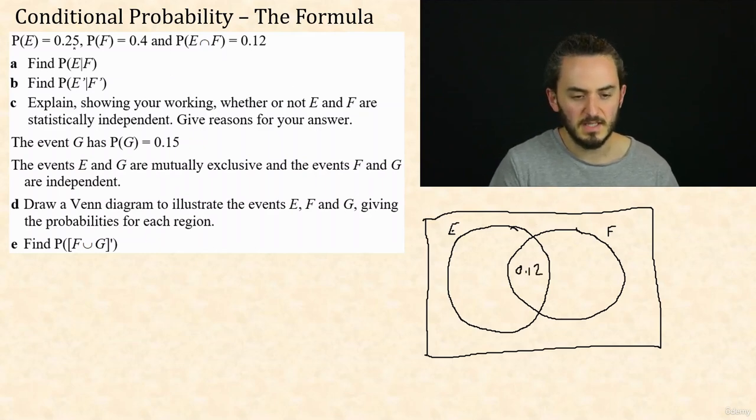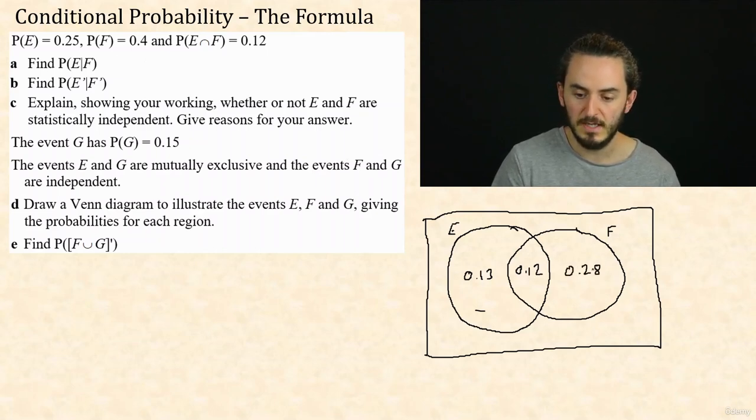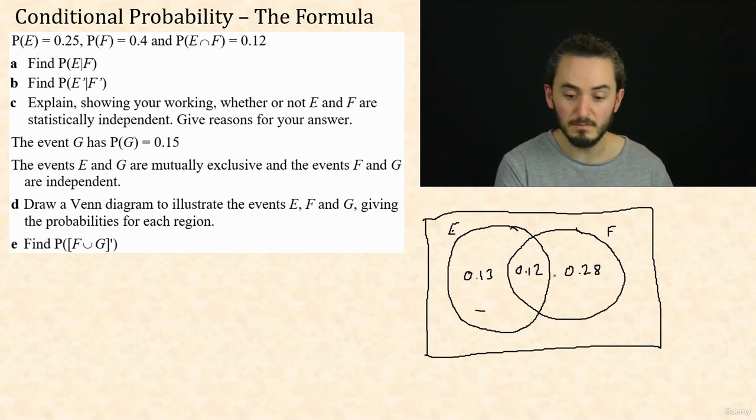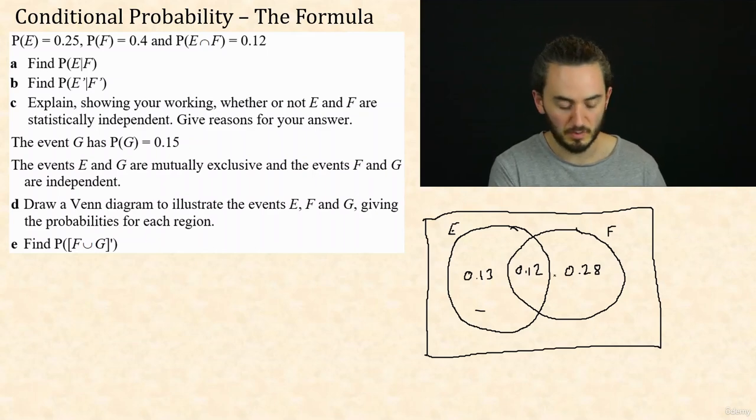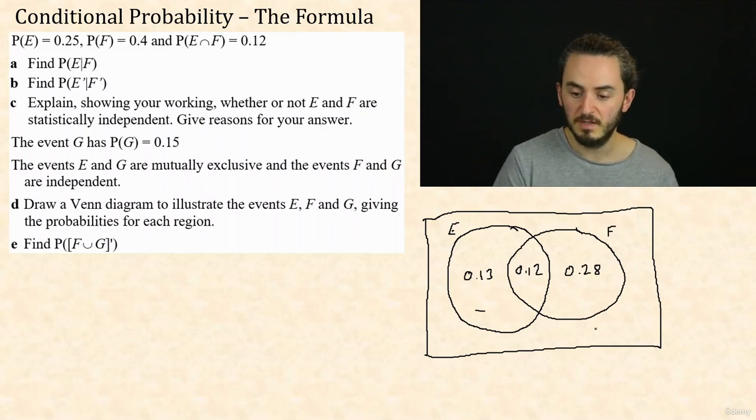Now probability of E is 0.25, but that's for this whole region here. So I've already got 0.12, so what's left must be 0.13. Now these 2 things do add up to 0.25. For F, I need the entire F bubble to add up to 0.4. I've currently got 0.12, so what's left is 0.28, and now that adds up to 0.4. Now the outside, let's not forget about that, that's just 1 minus all of the stuff that we've got so far, so 1 minus 0.13, minus 0.12, minus 0.28 is 0.47. So it's 0.47 on the outside.